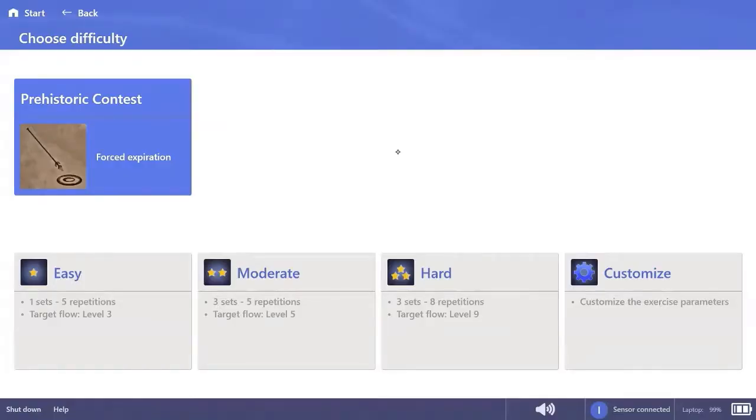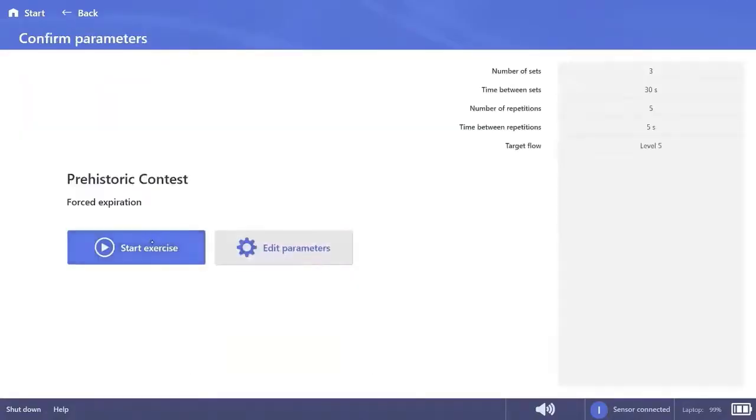This forced expiration exercise can help with airway protection during swallowing, coughing, clearing the airway, and execution of adequate vocal intensity and phonation. We see again here that we have an easy, moderate, and hard preset level, or we can customize. This exercise is essentially an FEV1, or forced expiratory volume over 1 second. We'll go to our moderate level this time.